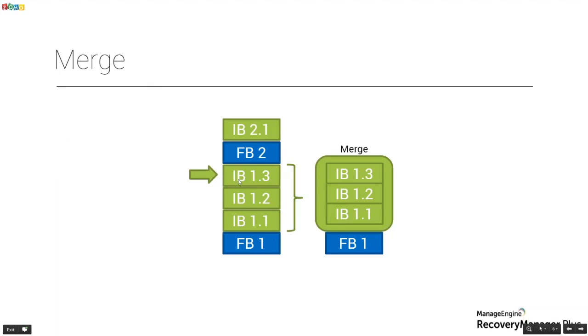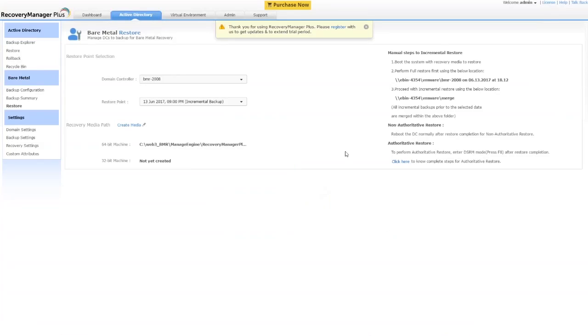So basically, if you want to restore to this incremental backup point, we need to perform a restore to this full backup point and then perform a restore from the merge of this and this incremental backup points. So we are creating a merge of these three backup points into a single folder. So first we are going to restore to this full backup point and then this merge point.